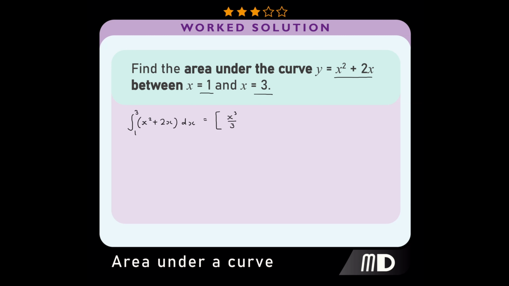2x is integrated as a constant value of 2 multiplied by the variable x, which has the exponent 1. So by increasing the exponent from 1 to 2, then dividing by 2, 2x becomes 2x squared divided by 2, which simplifies to become x squared. So, after integrating x squared plus 2x, we now have x cubed divided by 3 plus x squared.